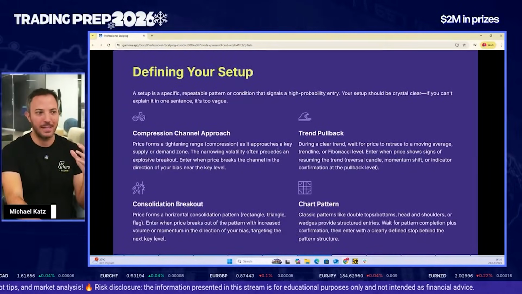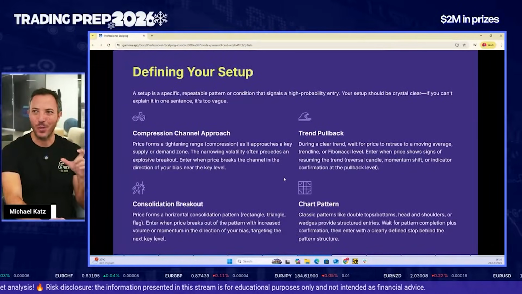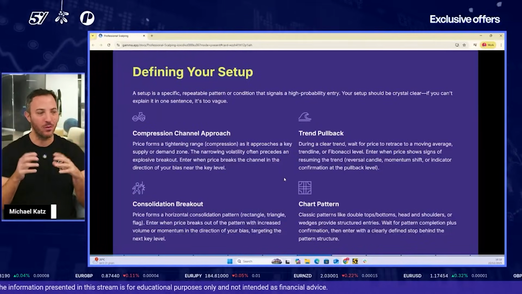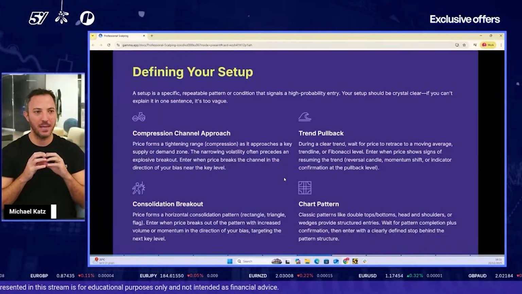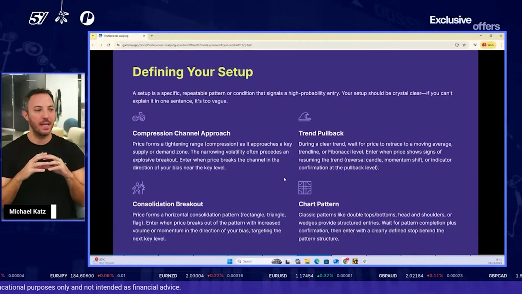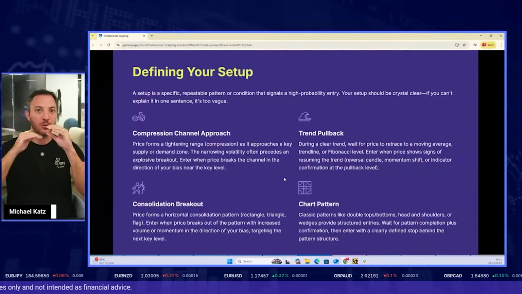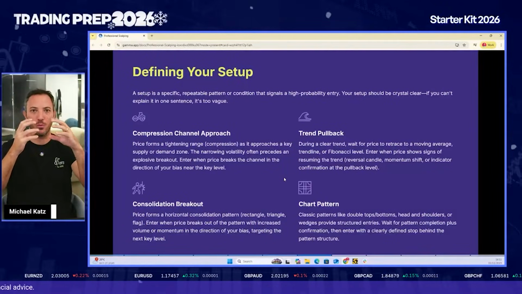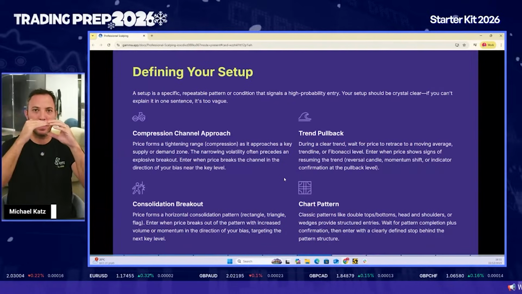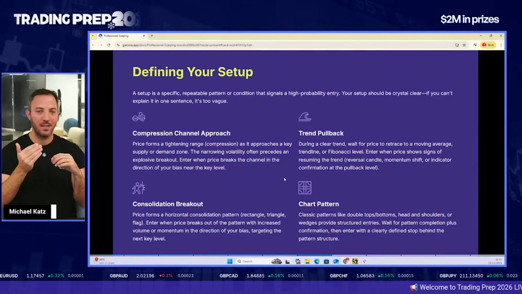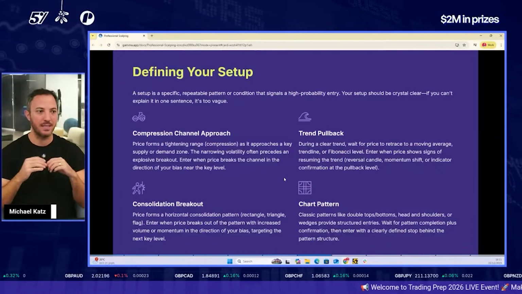Now the setup. The setup is what sometimes in real time is hard to explain, but the setup is kind of the signal you're waiting for, okay? So the setup can be a compression channel approaching those key levels we just marked. The setup can be a consolidation. Let's say the price comes back to one of these levels and consolidates inside that key level again. So the breakout of that key level or that consolidation can be a setup.